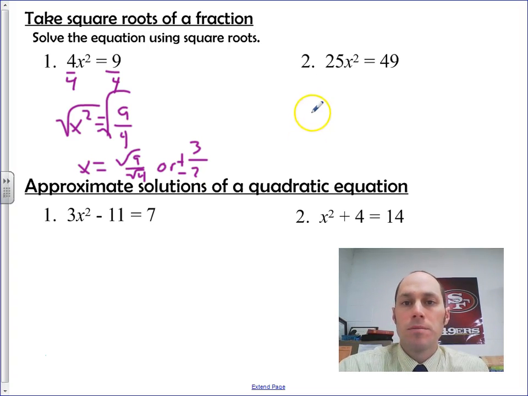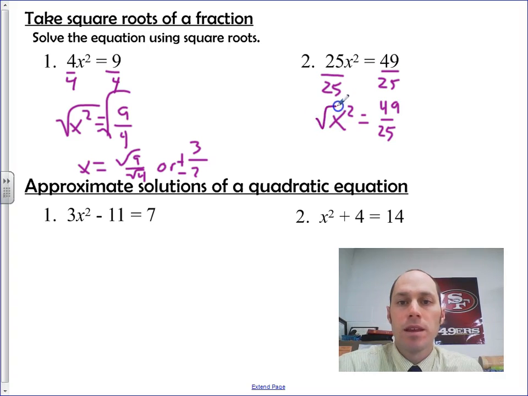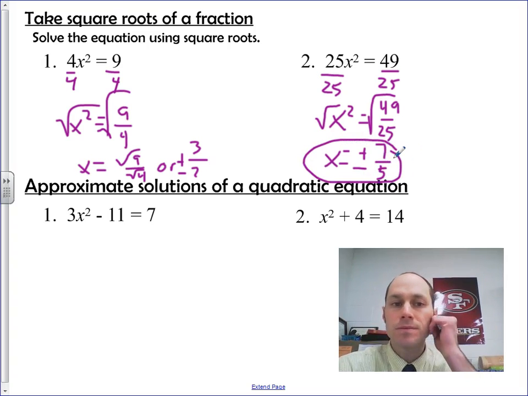Okay? So if I do the same with number 2, divide both sides by 25, I get x squared equals 49 over 25. You should recognize those as perfect squares. I'm going to keep these as exact as possible. Sure, you could take that on your calculator and divide it down. But if we can keep it as exact as possible, it helps us as we simplify work later on. So plus or minus, square root of 49 is 7, square root of 25 is 5. So plus or minus 7/5.